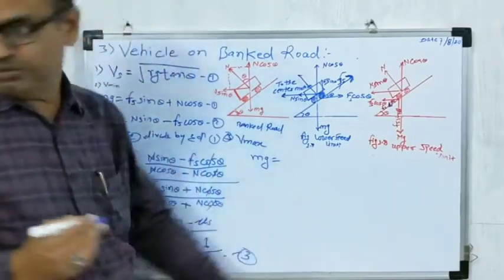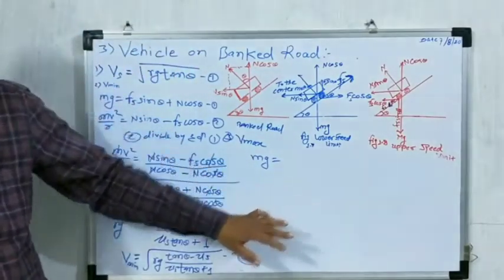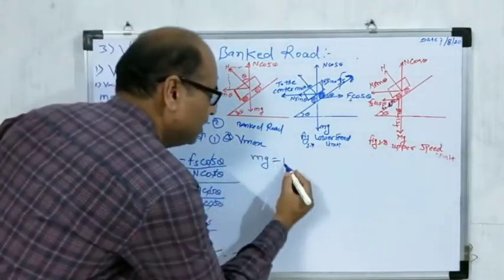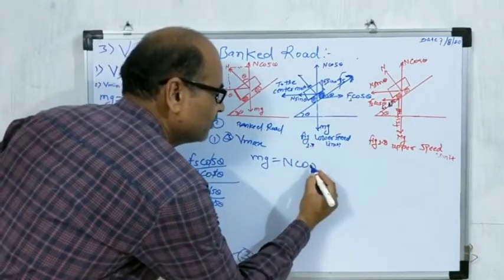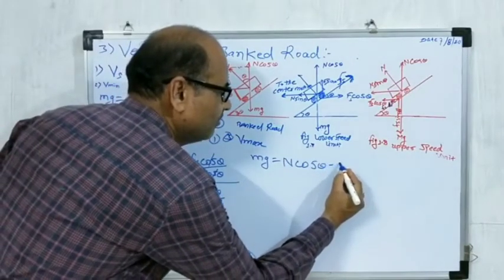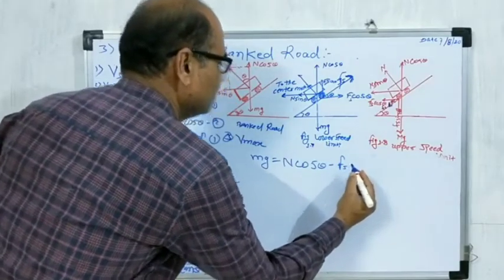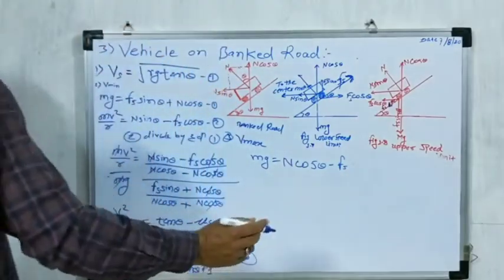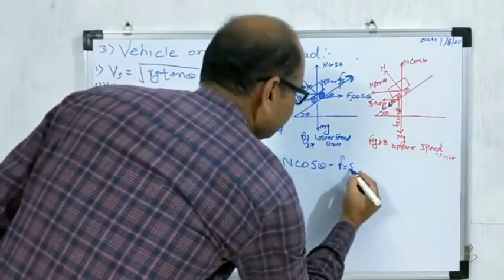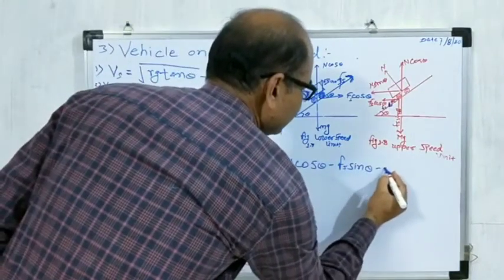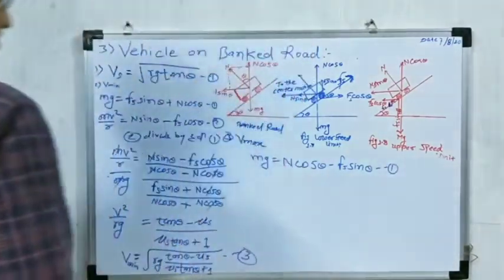mg is equal to n cos of theta minus f s sin of theta. That is the equation first.